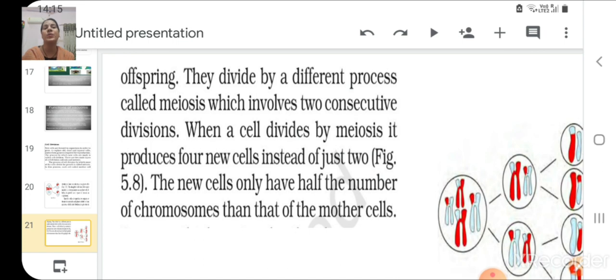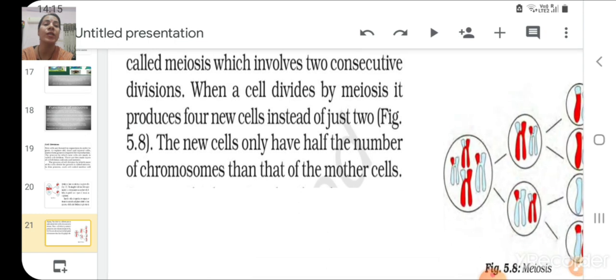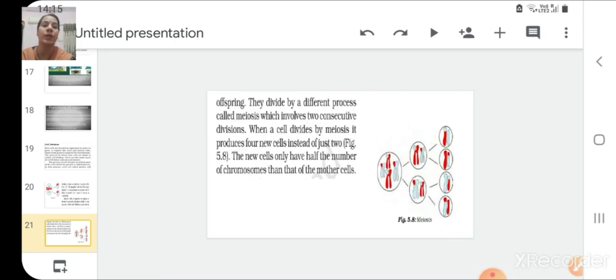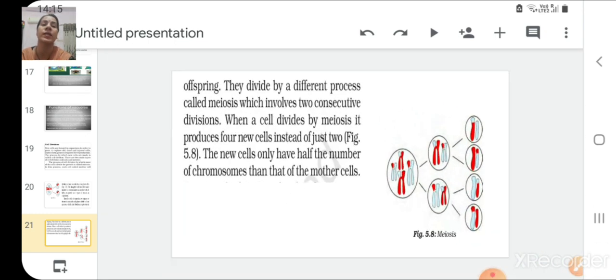When a cell divides by meiosis, it produces 4 new cells instead of just 2. The new cells only have half the number of chromosomes of the mother cell. Children, you will be studying this particular part of cell division in higher classes once again.